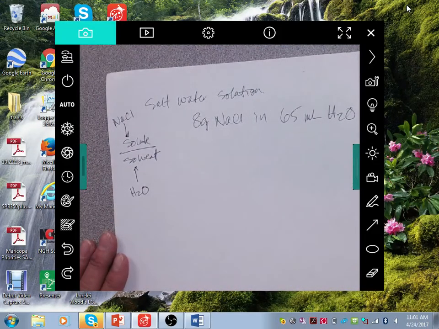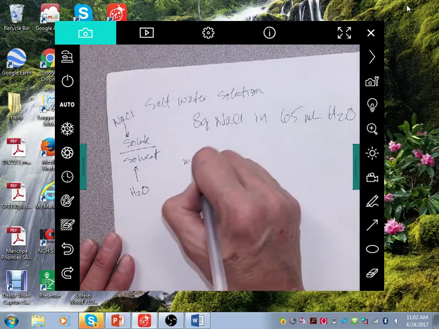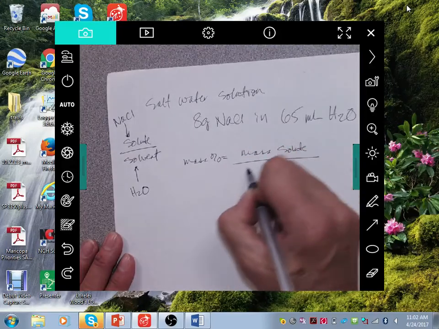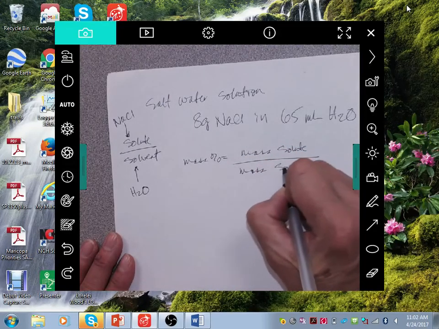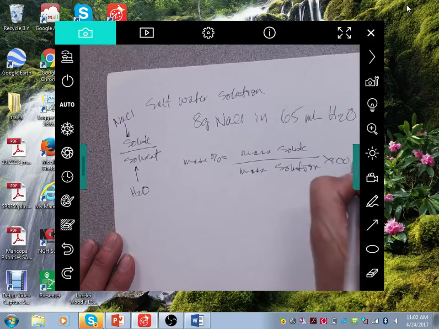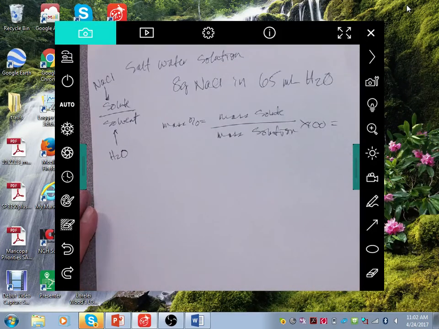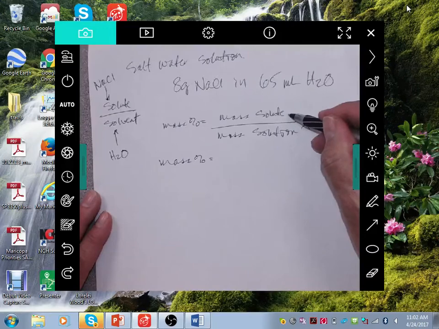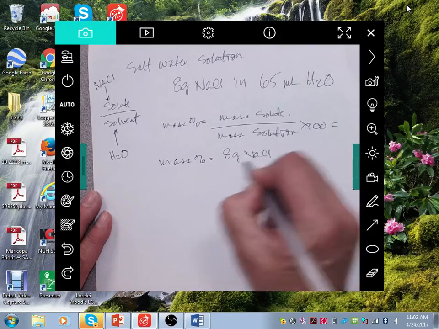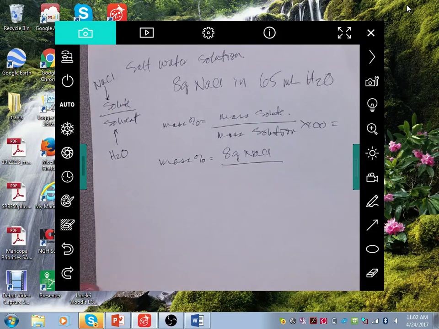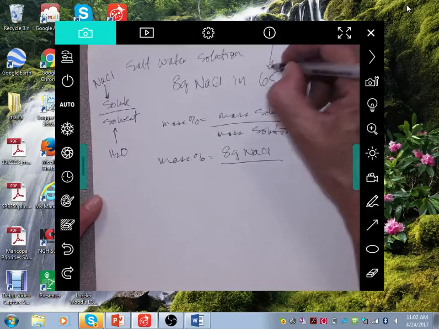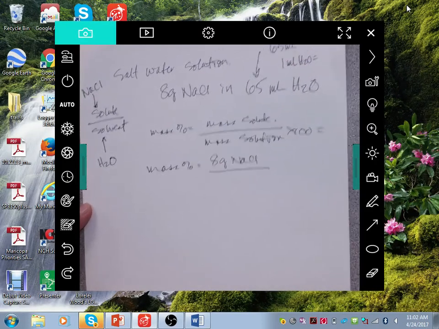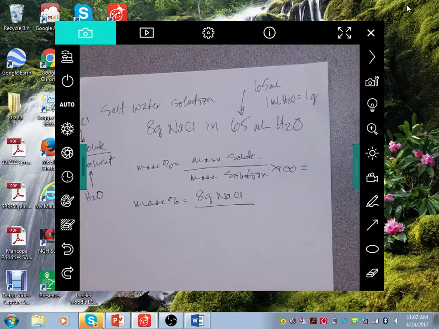All right, so if we use that formula, which is the mass percent is equal to the mass of the solute divided by the mass of the whole solution times 100, what numbers would I plug in? So I would plug in mass of solute would be 8 grams, all right? And what would be the mass of my entire solution? Okay, so we want to take 65 mils, and we know that 1 mil of water weighs how much in grams? Weighs 1 gram.